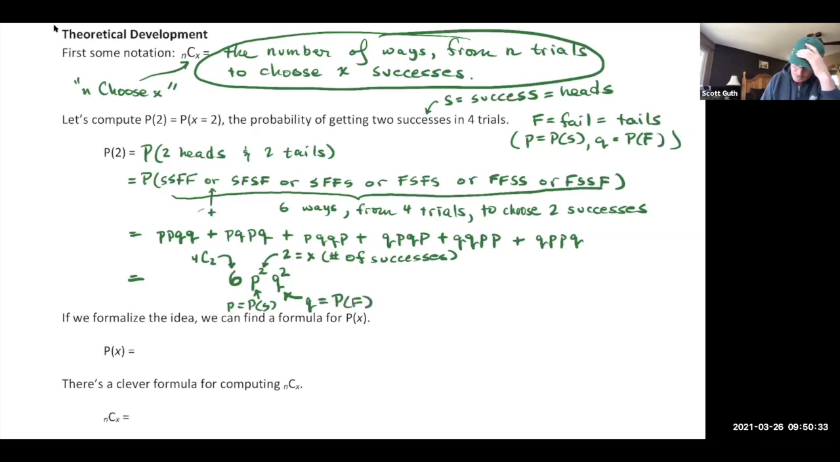And why is Q raised to the second power? Well, if you're going to have 2 successes in 4 trials, 4 minus 2 is 2, which is the number of failures. So 2 is 4 minus 2. This will be n minus x in trials, x successes. This is the number of failures. Again, the n was the number of trials.